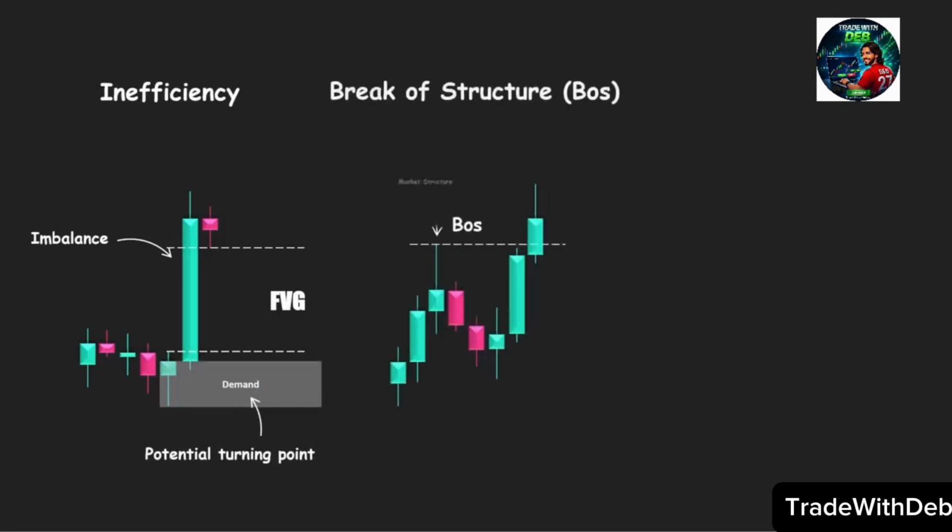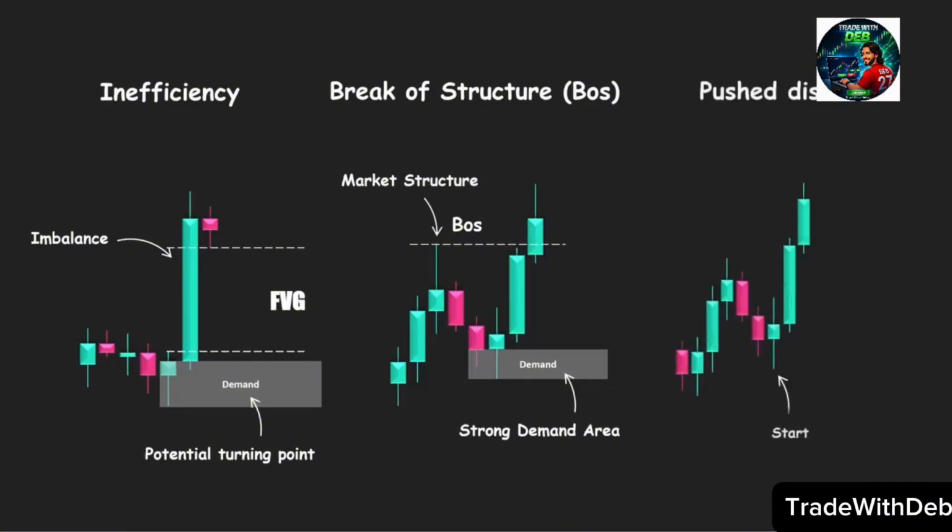Break of structure, as the name says, happens when price breaks a previous structure level to the upside or downside. This shows that the market is continuing in the same direction, and that buyers or sellers are still in control, which confirms the zone as a strong continuation point. The push distance refers to how far price moves away from the zone. A larger push distance usually means a stronger rejection, making the zone more reliable.